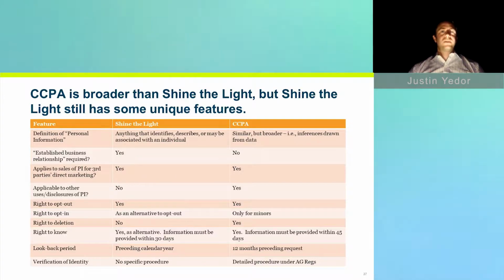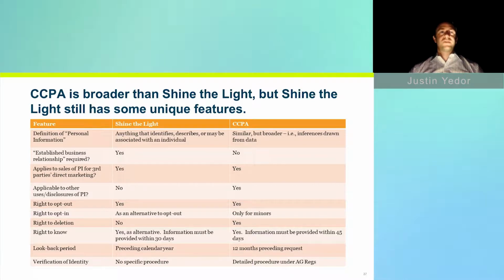And the right to know, that is in truth a CCPA right, but the accounting under Shine the Light is pretty similar. And so I think it's fair to say both include a right to know. It's just that Shine the Light is more limited.